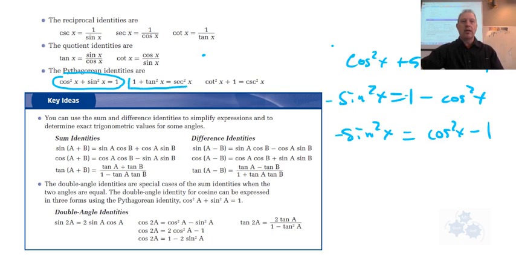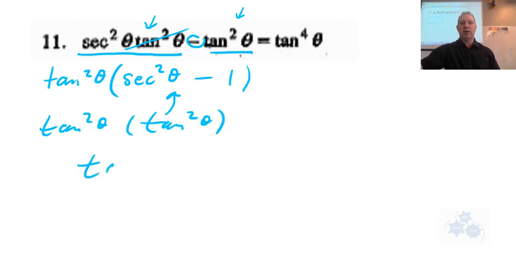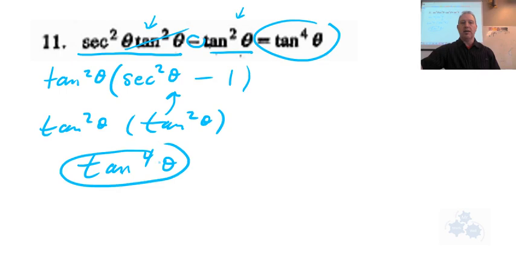This one right here? So 1 plus tan squared equals secant squared. And I have secant squared minus 1, so what does that equal? Tan squared. So here I have tan squared theta times tan squared theta. And now I can multiply those to get tan to the 4th theta. And that is what the other side equals.